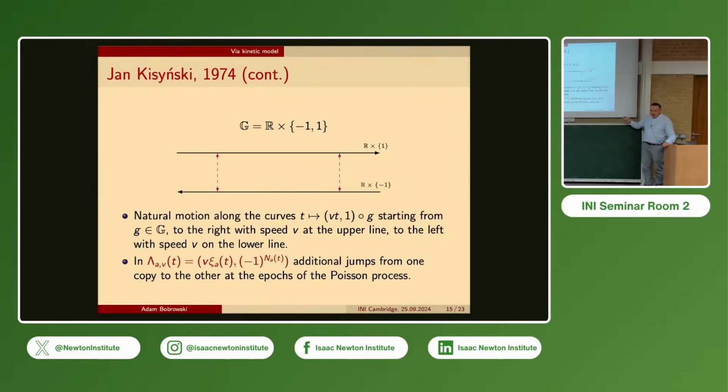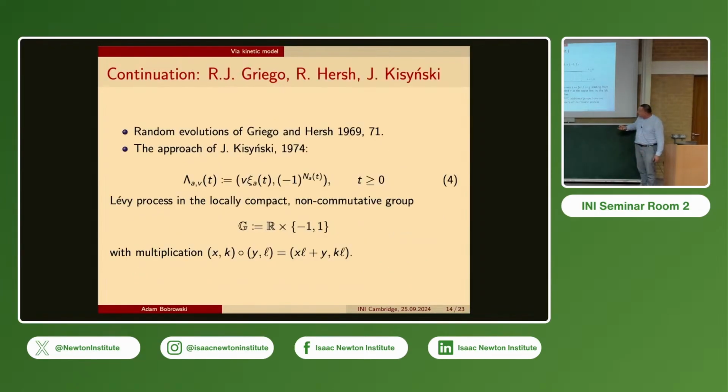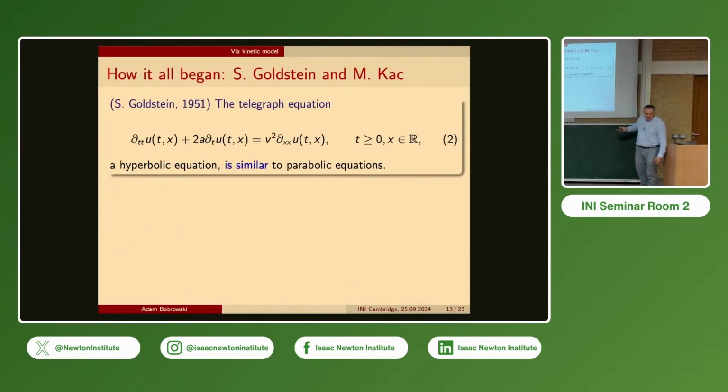These are typical lines for this, yes? I mean, this is a typical motion for this group. You go to the right on the upper part and you go to the left on the lower part. And at the epochs of a Poisson process, you jump from one line to the other. Okay? So this is this Levy process. So this is what is hidden behind this Samuel Goldstein discovery.